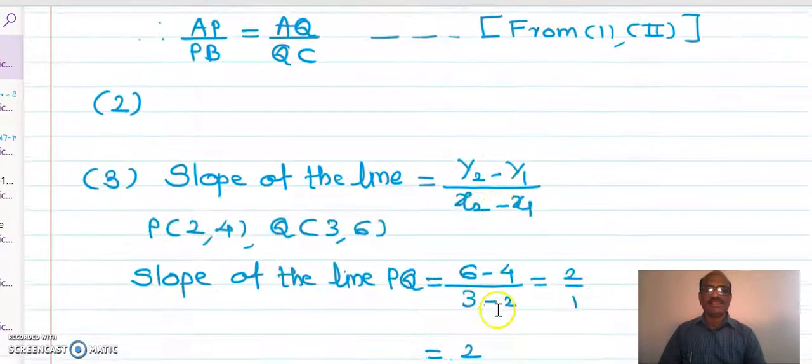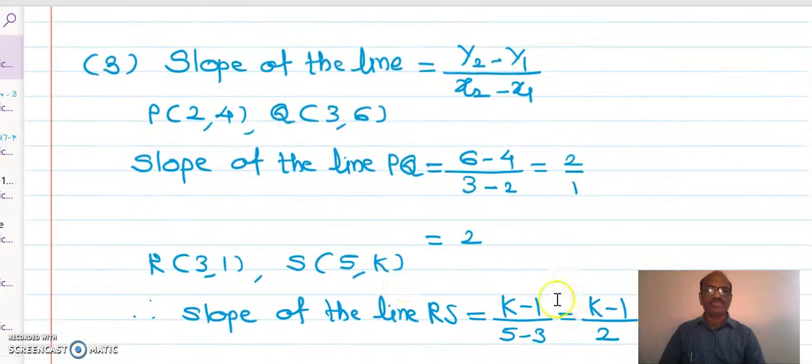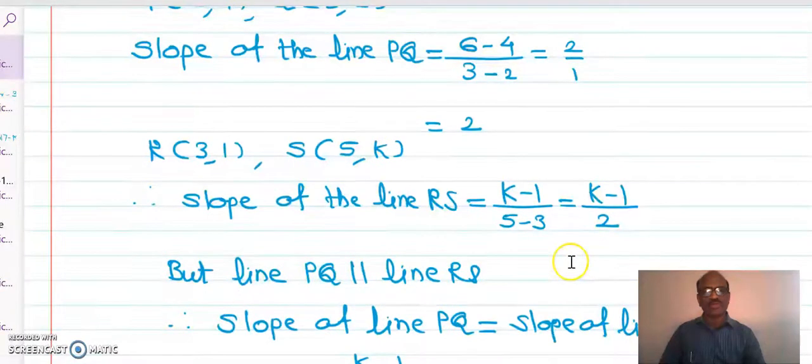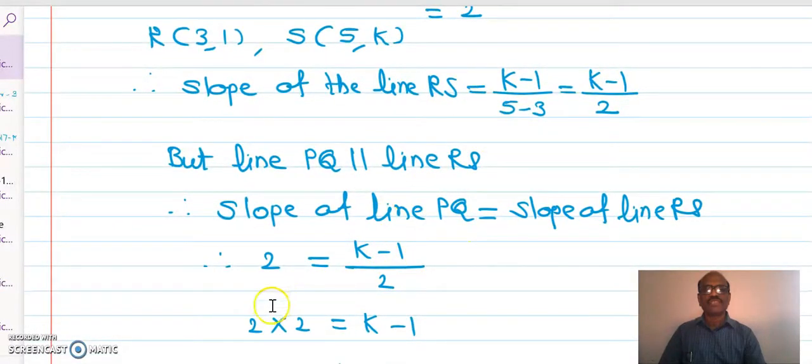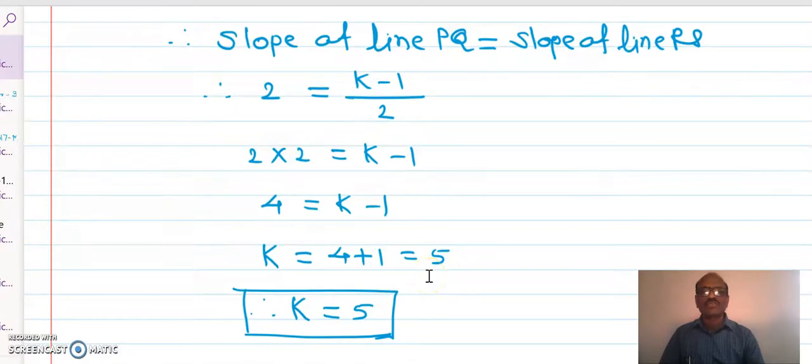Now we'll see here the answer. Slope of the line is y2 minus y1 upon x2 minus x1. In this way we will find out the slope of the line PQ, which is 2, and the same way the slope of RS, which is k minus 1 upon 2. In this way equate these two, that is 2 is equal to k minus 1 upon 2. Cross multiplication, and you will get the value of k, that is equal to 5.